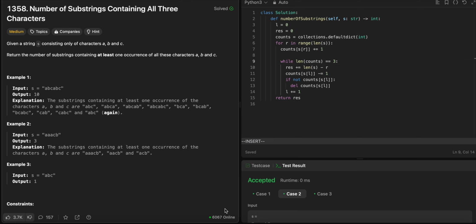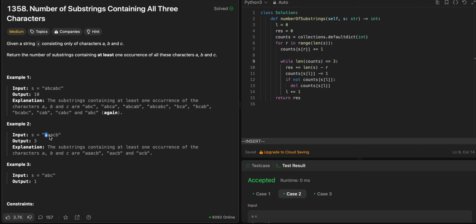Today we have Number of Substrings Containing All Three Characters, a problem where there's a string S that has characters A, B, C. It wants the number of substrings that have at least one occurrence of all the characters A, B, C. So speaking in an example, it wants a substring where it has A, B, C.